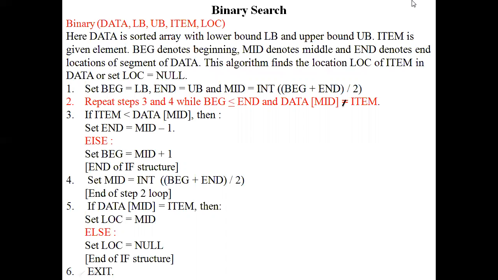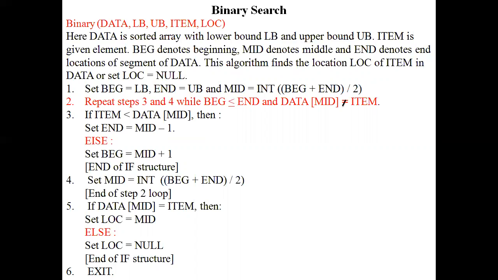So this is the binary search algorithm. You can see the first one is DATA. DATA means it is a sorted array, with the elements arranged in ascending or descending order. LB means lower bound. Lower bound is the smallest index in the array. UB means upper bound. Upper bound is the largest index in the array.